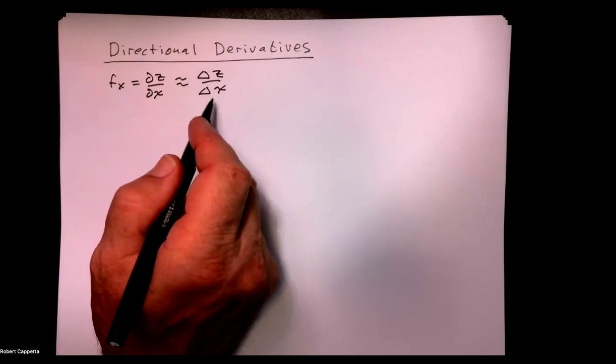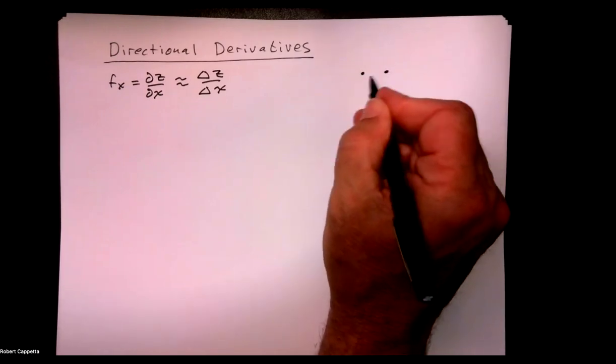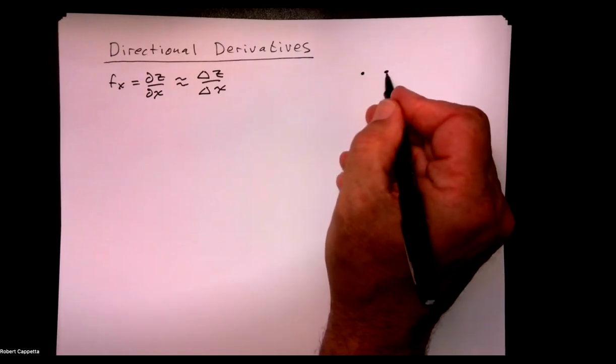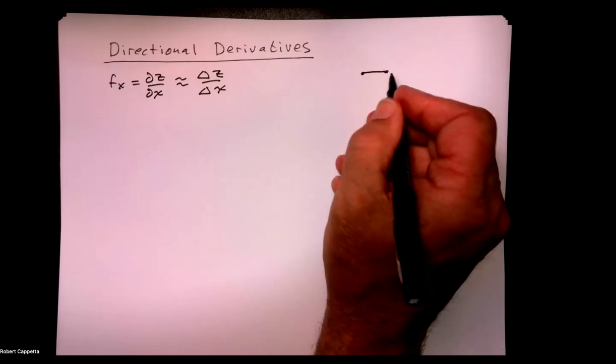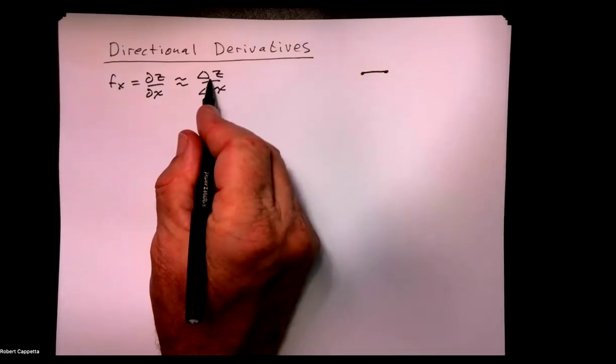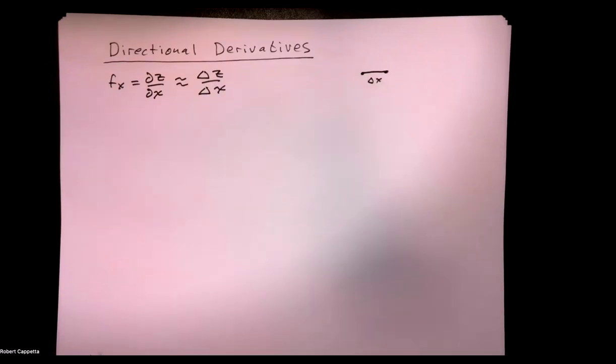Now, how do we visualize this? Well, we think of a starting point and an ending point. Each of these is going to have an altitude on our surface. So going from here to here, the z's are going to change. So that'll be your change in z on top. And the bottom is going to be your change in x. So it's a sort of slope.